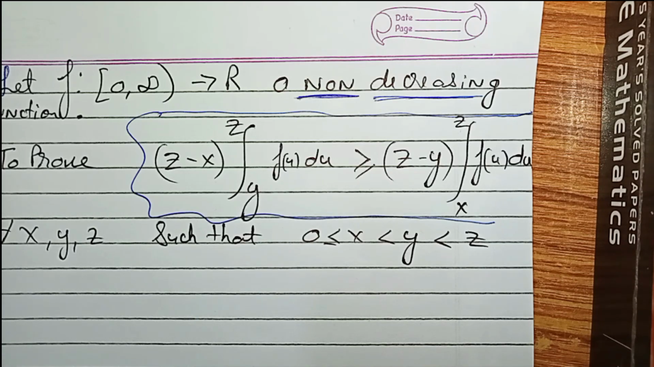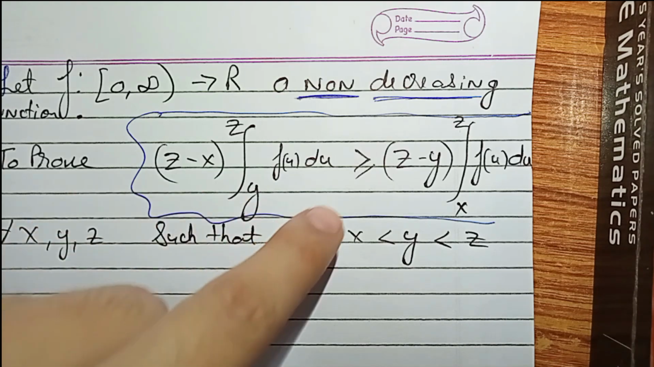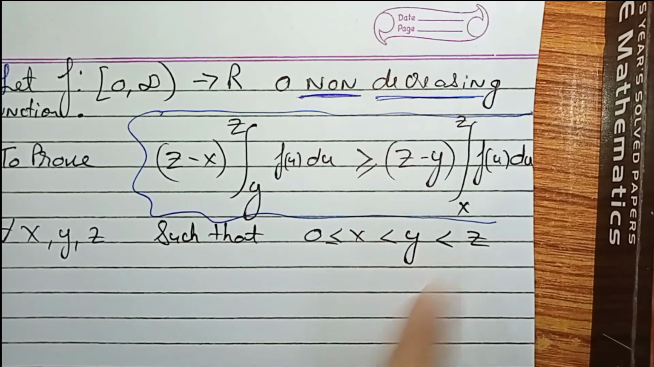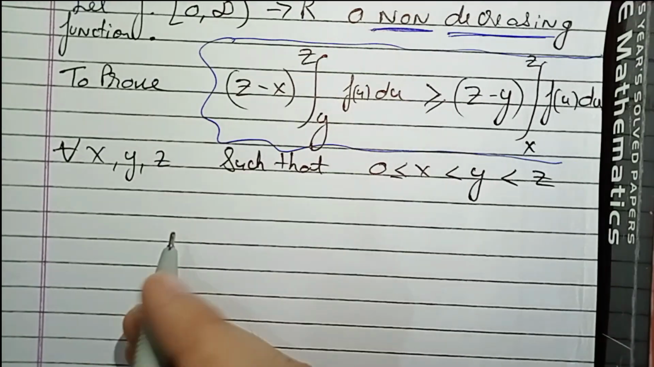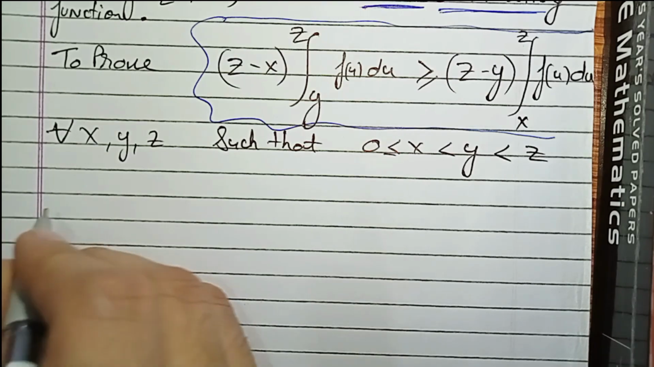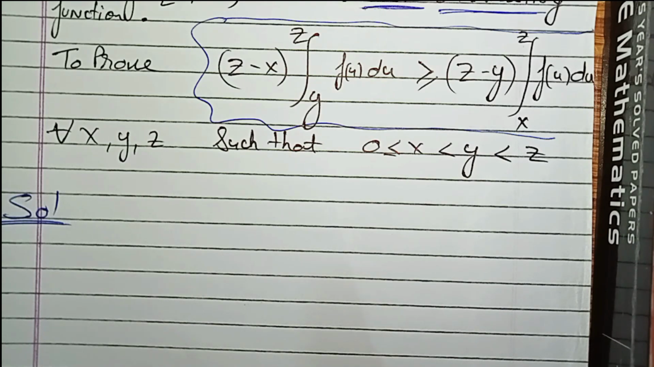So basically f is a function from positive real numbers to real numbers, non-decreasing, and you have to prove that it satisfies this inequality with restrictions on x and y in this sense. So at first glance this inequality may seem daunting, but it really is not, and the solution is not very difficult. Okay, let's begin with the solution.